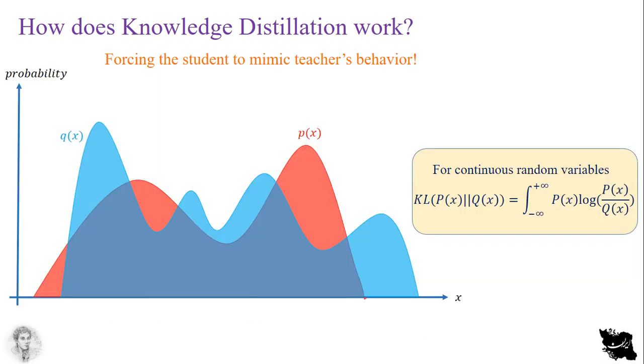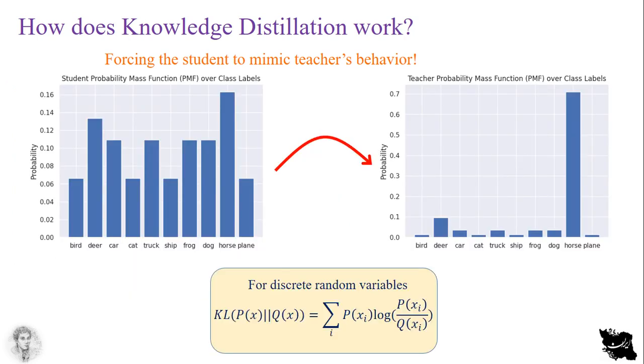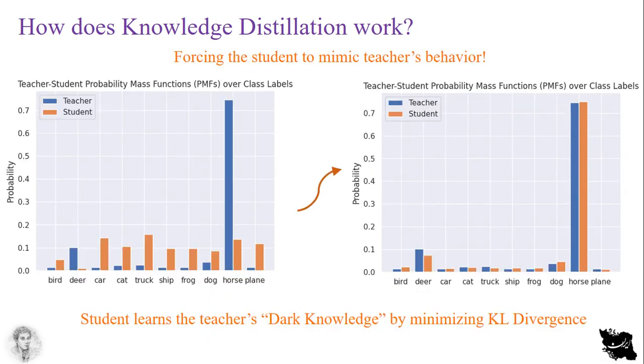KL divergence is a measure of how one probability distribution diverges from a second, typically used in information theory and statistics to quantify the difference between two probability distributions. It can be used to quantify the discrepancy between two continuous probability distributions as well as two discrete distributions. In conclusion, in the knowledge distillation paradigm, the student is forced to learn from the ground truth or hard labels by minimizing the cross-entropy loss function, as well as learning from probability distributions over class labels produced by the teacher model by minimizing KL divergence.